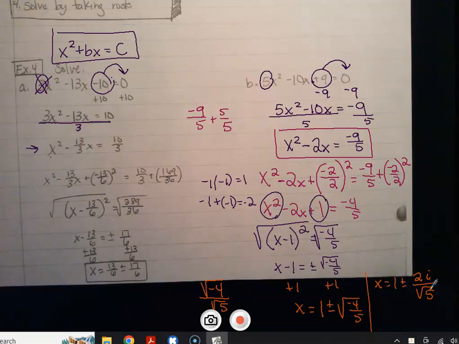We're not quite done yet, because what's the rule about simplifying radicals? You can't have a radical in the denominator. You have to have a whole number denominator. So earlier somebody said we'll multiply this by the square root of 5 over the square root of 5. So now we're going to have x equals 1 plus or minus what? 2i times the square root of 5 over 5. You all did masterfully on that.